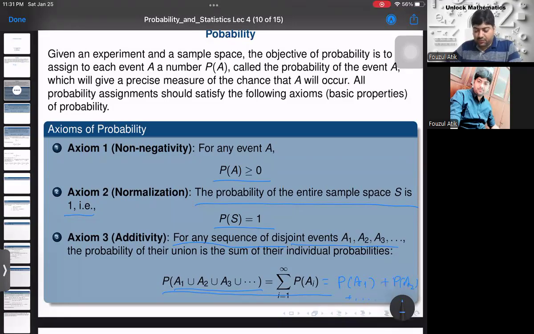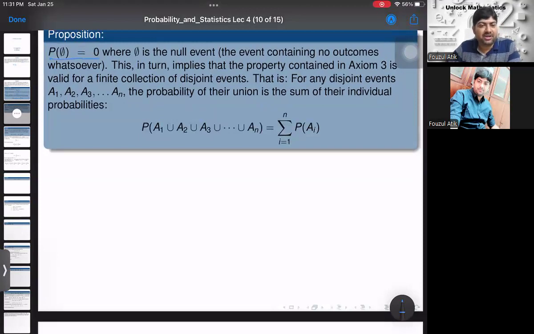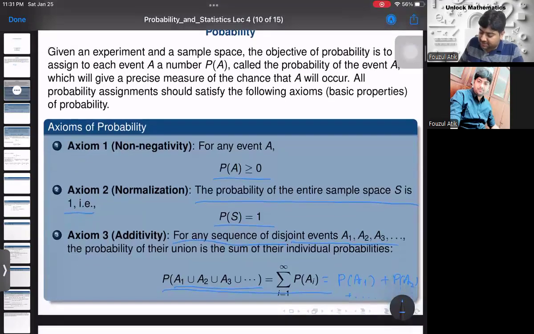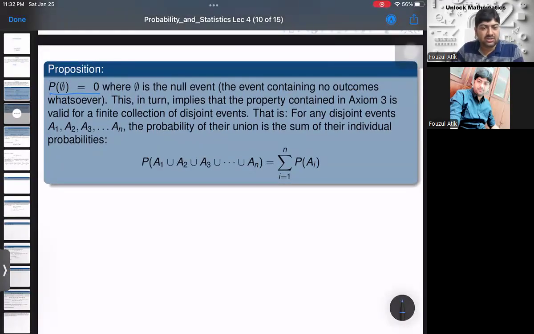Okay. Now a few properties in the name of proposition. P(phi) equal to 0. So the probability of the null event, the event containing no outcomes, is always 0. This in turn implies that the property contained in axiom 3 is valid for a finite collection of disjoint events. See, here in axiom 3, we have seen that this property is for an infinite collection of events, right? So the probability of the union of an infinite collection of events is equal to the sum of their individual probabilities. So the axiom is true for an infinite number of events. But if you have this assumption that P(phi) equal to 0, the probability of the null event is 0, then this will also happen for a finite collection of events, right? So that is a short proof of it.